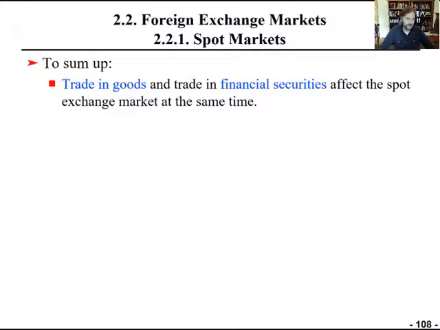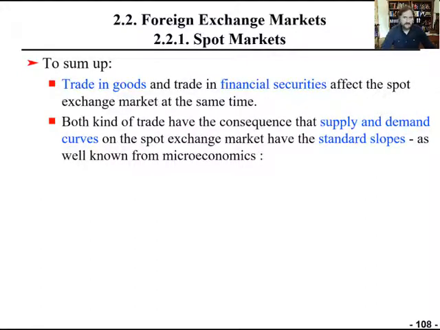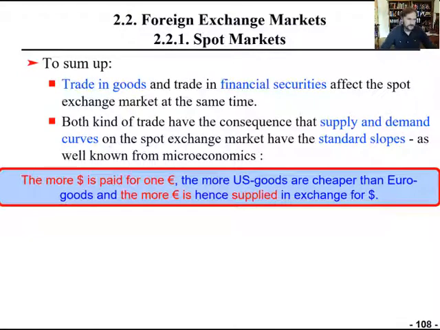Let me sum up our findings. Trade in goods and trade in financial securities affect the spot exchange market at the same time. Both kinds of trade have the consequence that supply and demand curves on the spot market have the standard slopes, as is well known from microeconomics. The more dollar is paid for 1 euro, the more US goods are cheaper than euro goods, and the more euro is hence supplied in exchange for dollar.